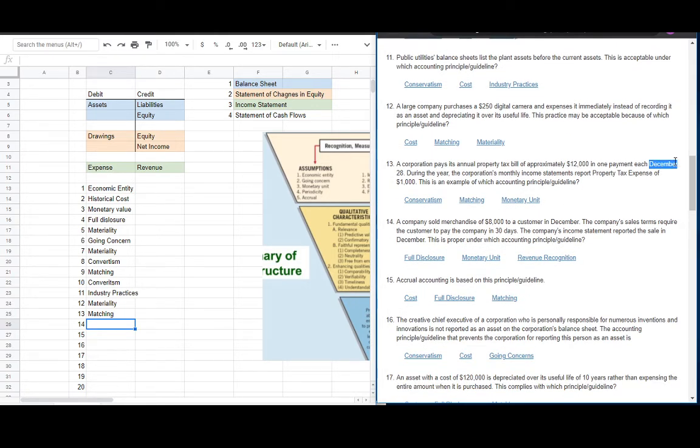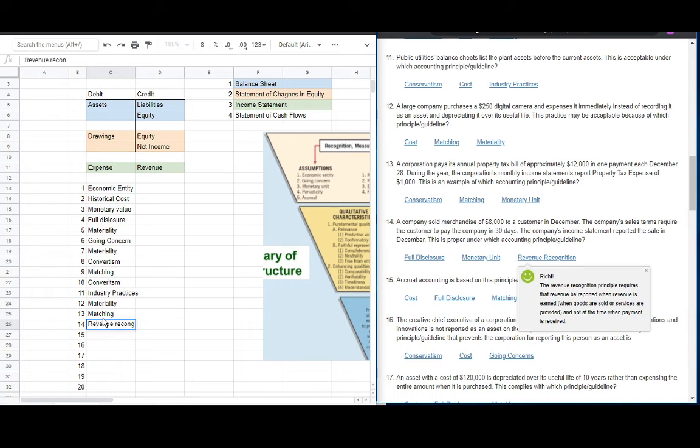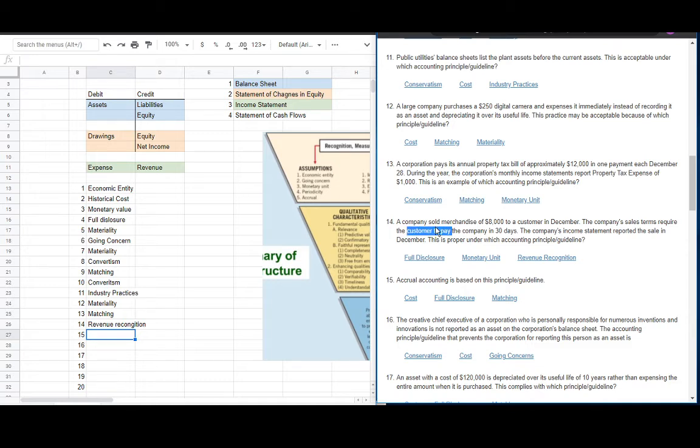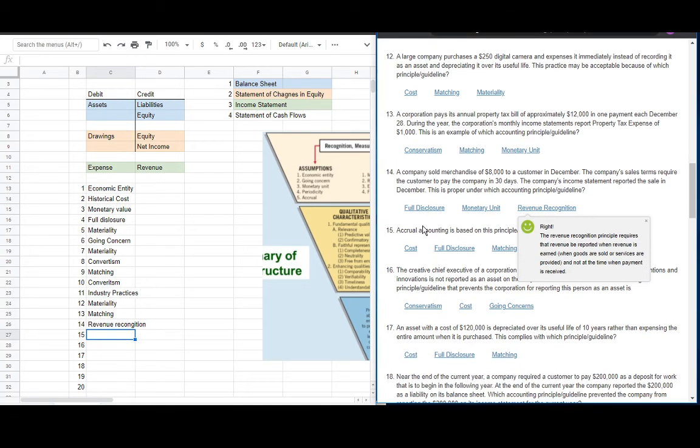Number 14, a company sold merchandise of 8,000 to a customer in December. The company's sales terms require the customer to pay the company in 90 days. The company's income statement reported the sale in December. This is proper under which accounting principle or guideline? This is the revenue recognition. Yan. So kahit umutang yung customer, di ba? Hindi pa siya naglalabas ng money. Pero na-deliver natin yung merchandise. So pwede natin i-recognize yung revenue agad. Di ba? So parang advance mag-isip yung parang concept dito.